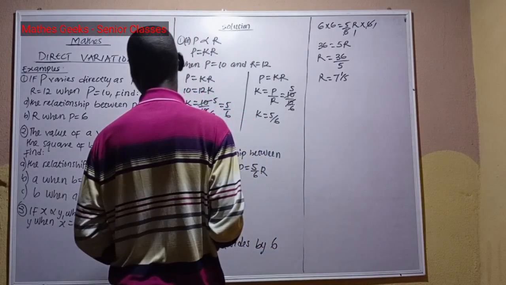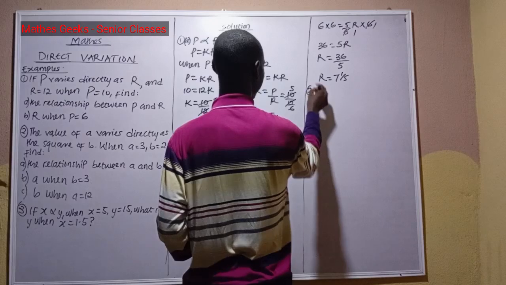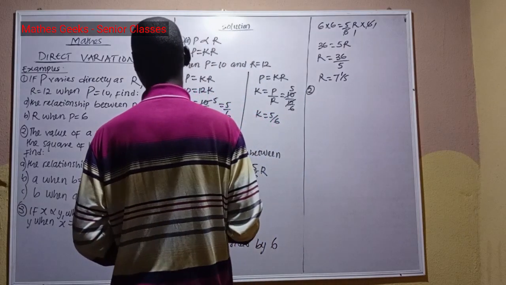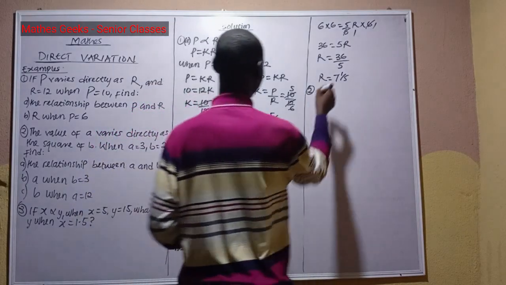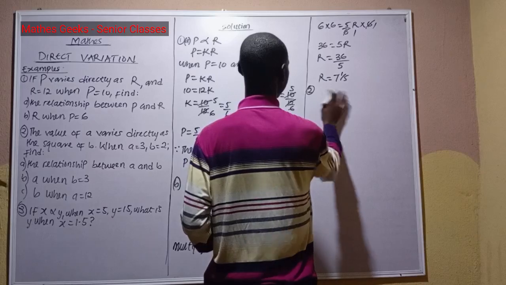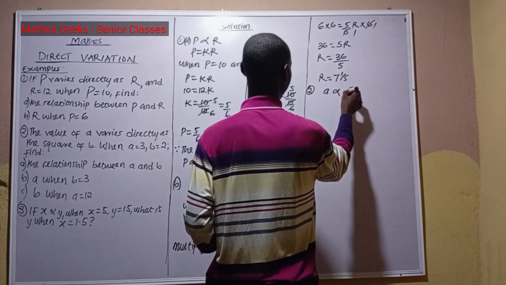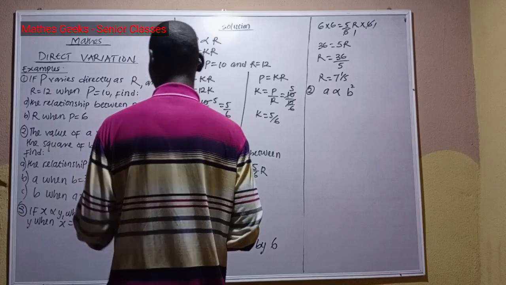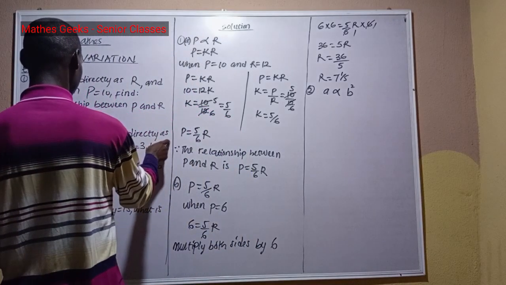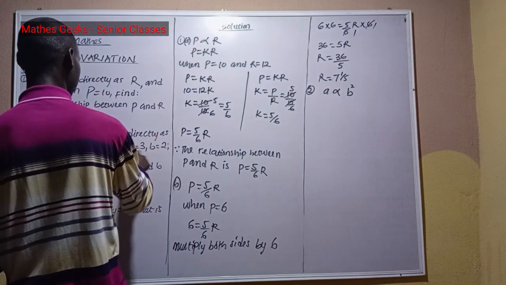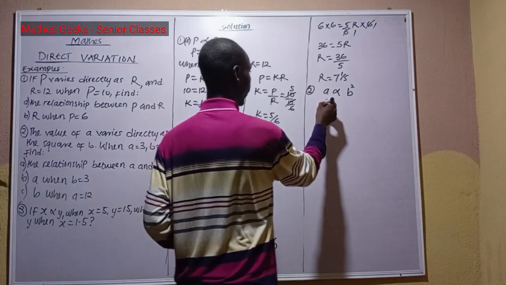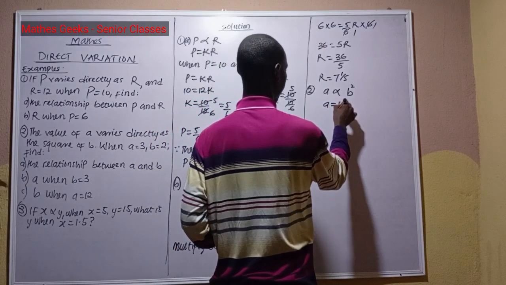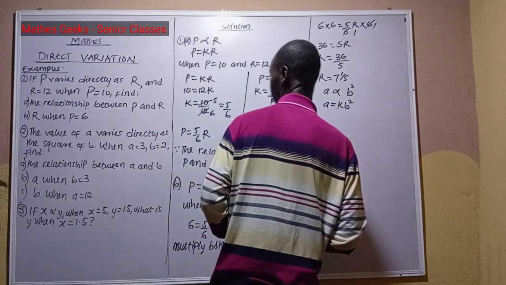That's number 1. Number 2. The value of A varies directly as the square of B. When A is 3, B is 2. We're going to use these values to get our constant. A is equal to K B squared.